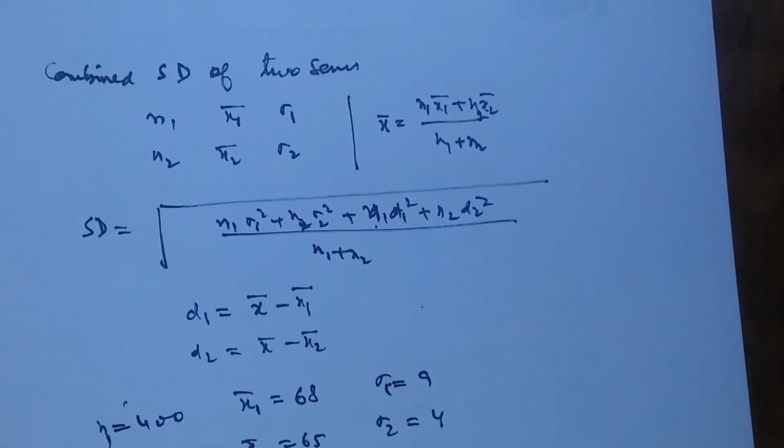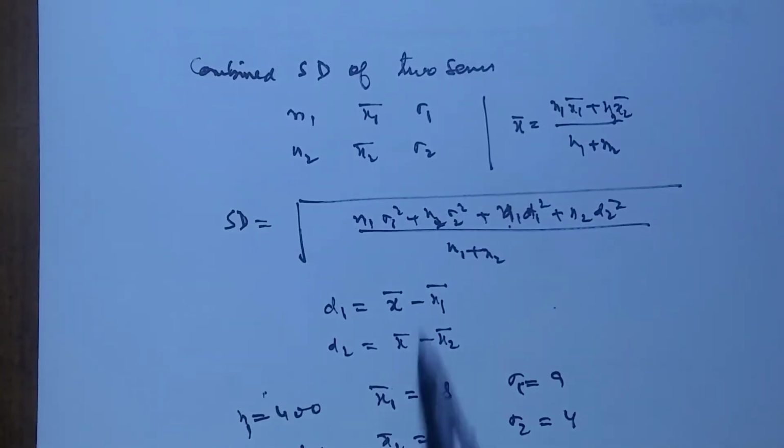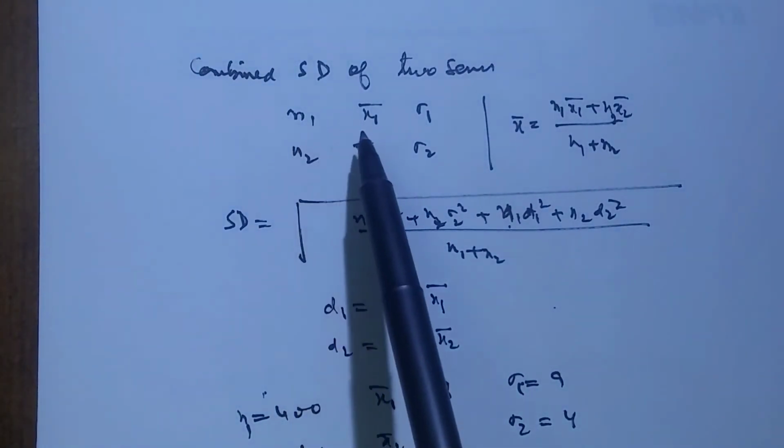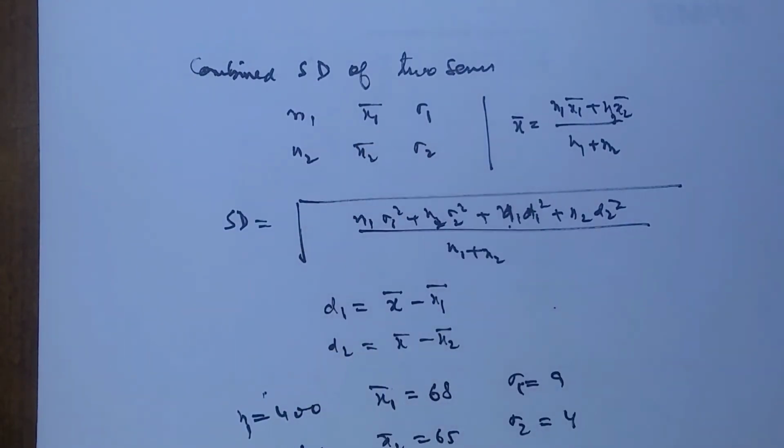Now I come to the next topic, the combined standard deviation of two series. We have a combined series. Now suppose n1 is the number of items in one series, and x1 bar is its mean, and likewise for the other. There are two conditions given.